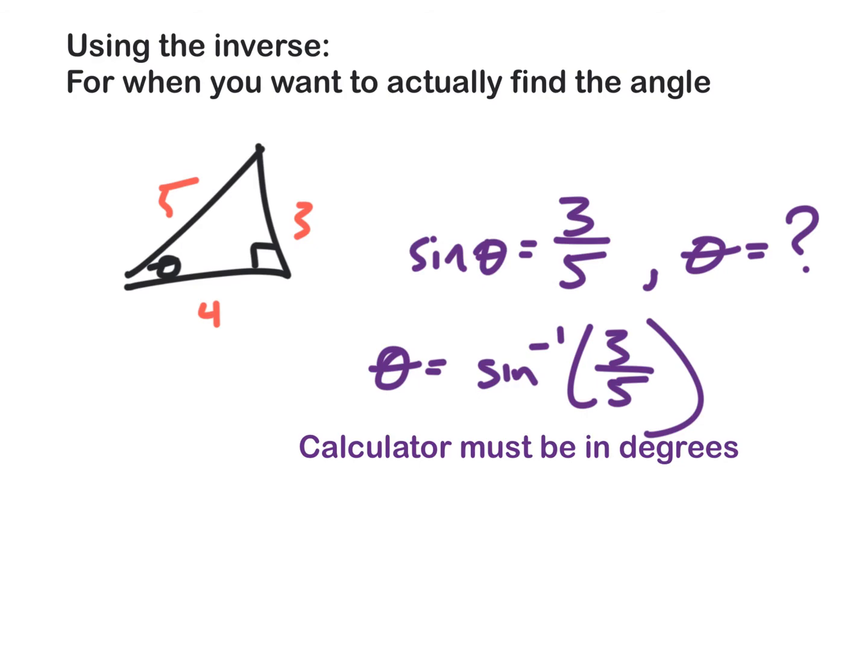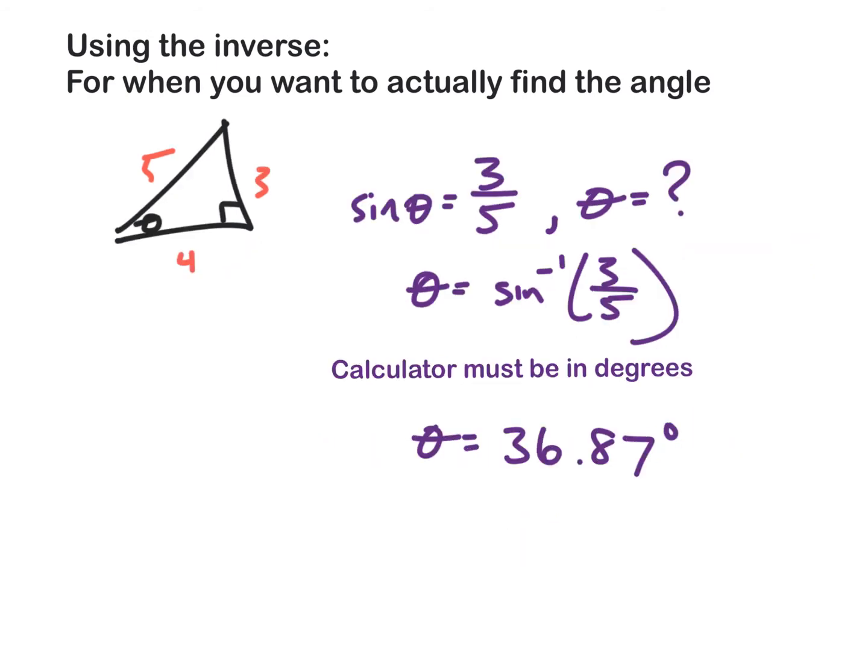A quick note, your calculator must be in degrees, but once you solve this, you get theta is equal to about 36.87 degrees. See, and once we have this angle, we could use this to solve for that angle. And we should also notice that if we were to do the inverse cosine of 4 over 5, we would have gotten the exact same angle because theta is theta. All right, let's keep going.